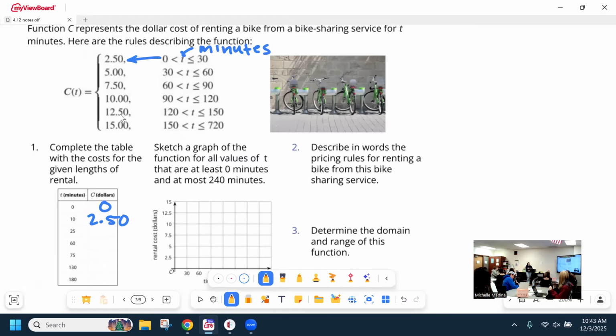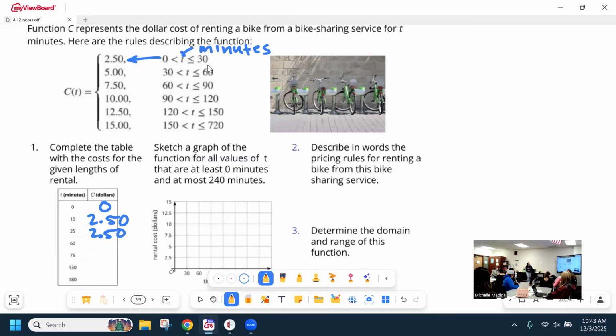Table 1, what about 25 minutes? How much would it cost? $2.50 as well, because the 25 fits between 0 and 30.